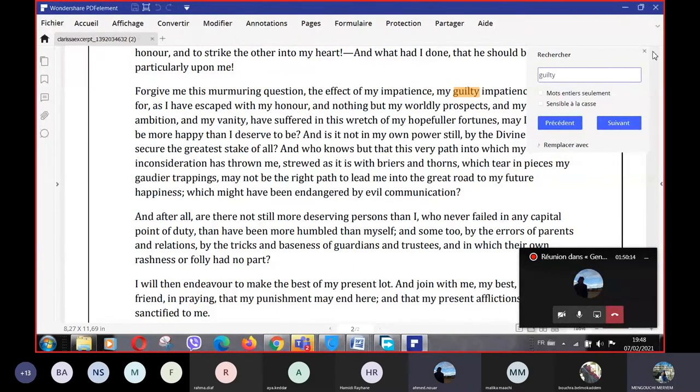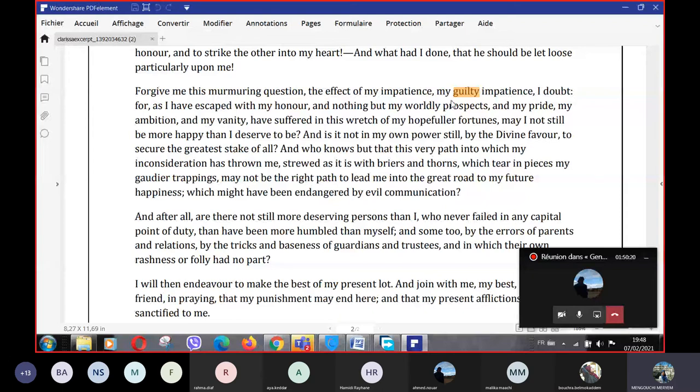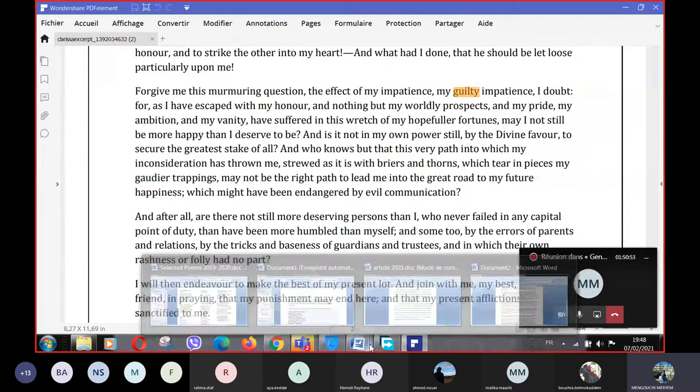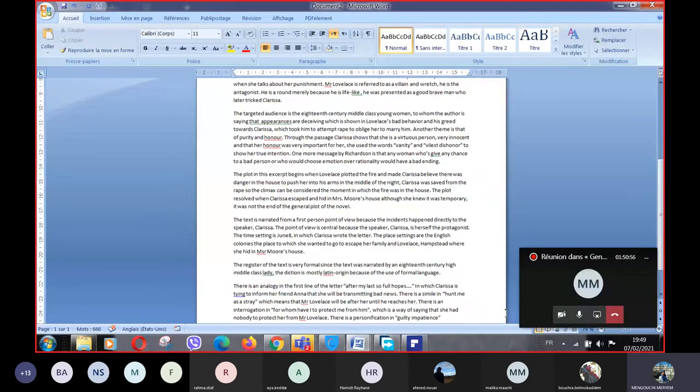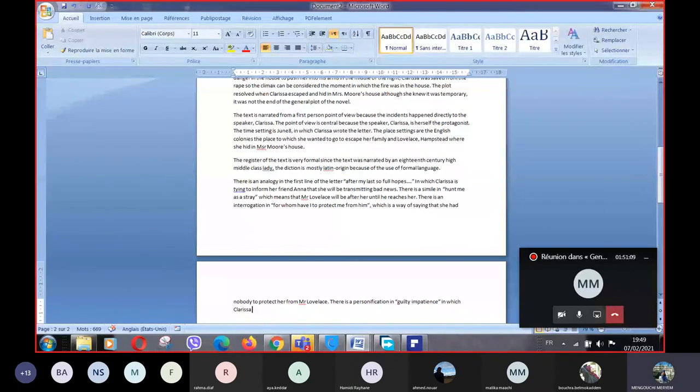Forgive me this memory question, the effect of my impatience, my guilty impatience, I doubt. It's very easy. What do you think she means by saying my guilty impatience? Who is guilty? Come on, who is guilty? She says my guilty impatience. Clarissa, who is guilty? Simply, she means that she feels guilty, okay? Although she's saying my guilty impatience, it's a reference to her own guilt. So there's a personification in guilty impatience in which Clarissa expresses her sense of guilt. That's all.